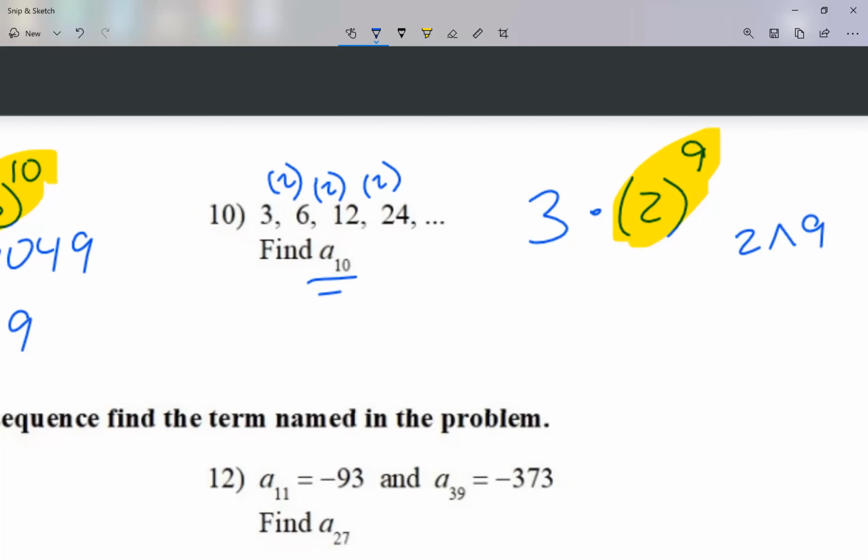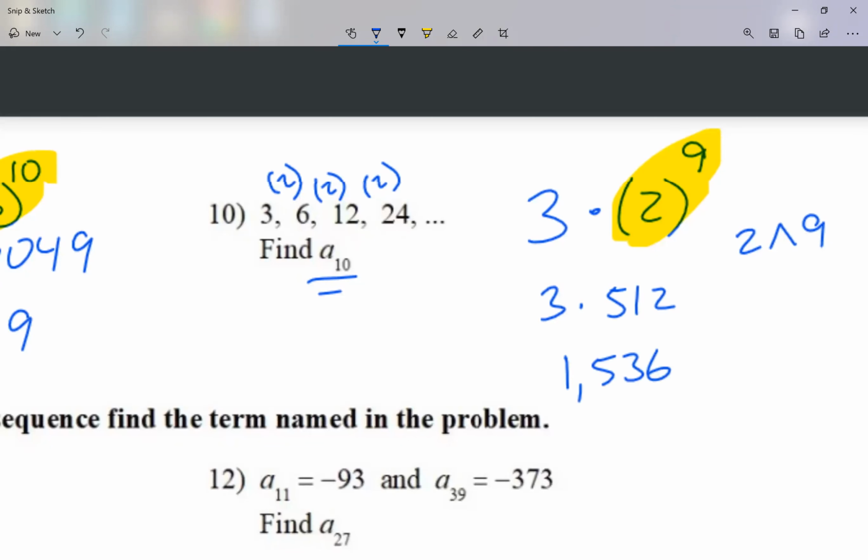Boom. So I have 3 times, now 2 to the 9th. What is that? 512. Okay, now 3 times 512 is 1,536. So that's inductive reasoning.